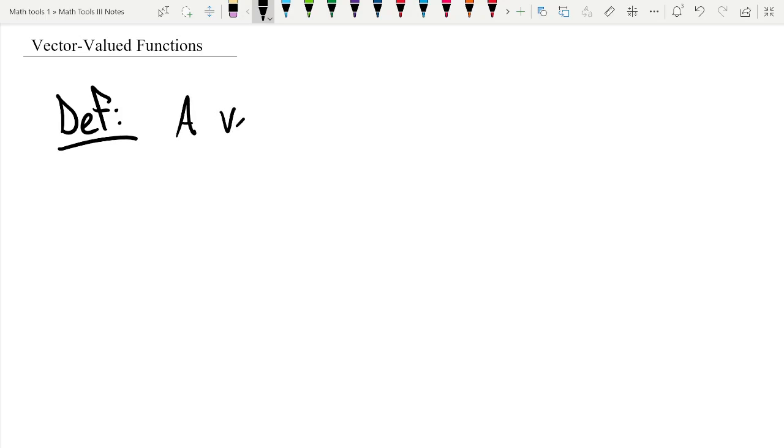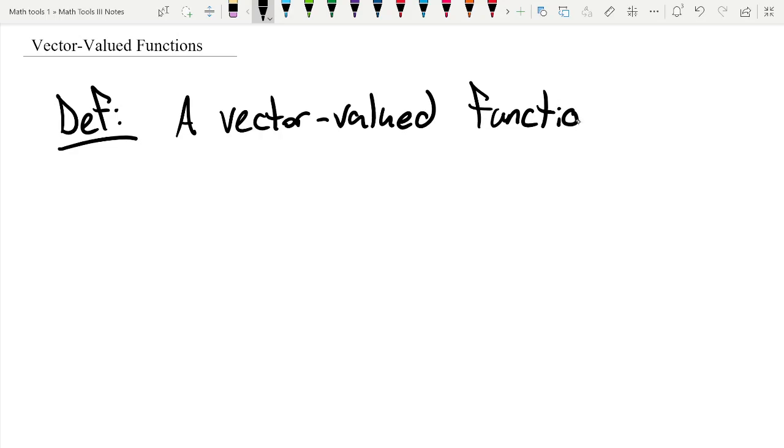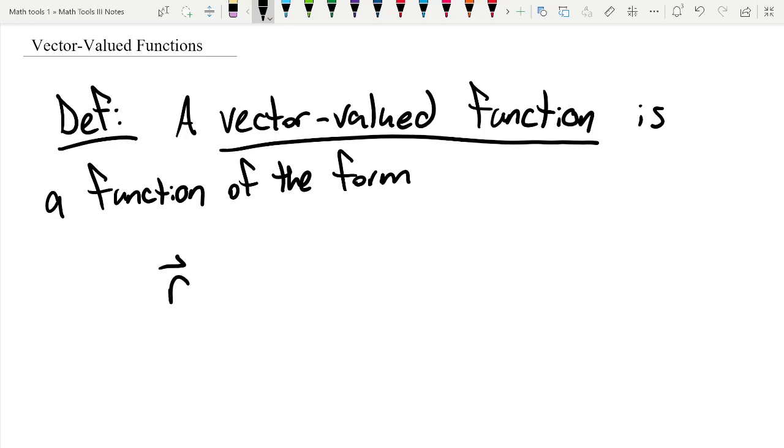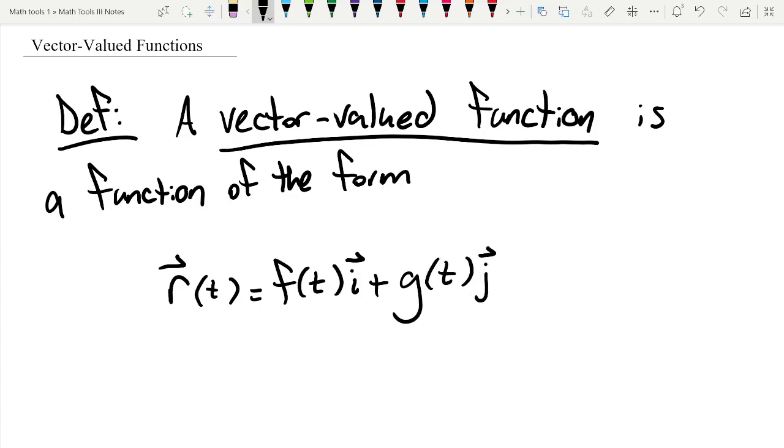Okay, so we call it a vector valued function. So this is a function in the normal sense that we always use the word function, of the form, we typically like to use R for this. So R of t, again, this would be bolded if you're typing it, is equal to f of t times i hat plus g of t times j hat.